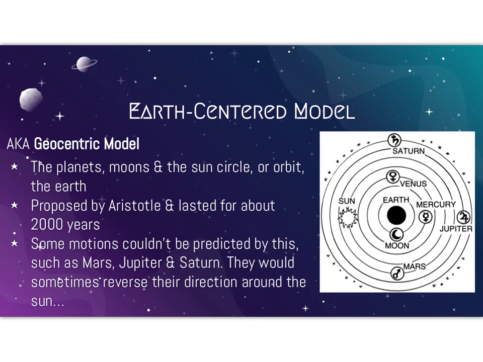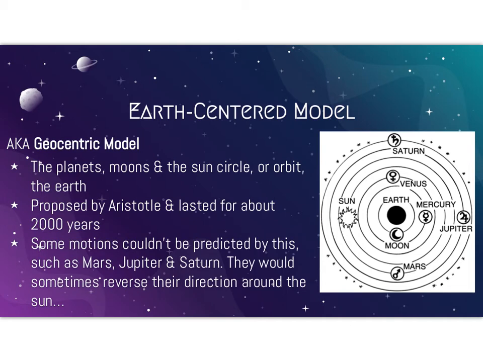So we get the Earth-centered model from their observations and original thoughts. It was believed that the Earth was the center of the solar system, okay? That everything revolved around the Earth. And so they put them in orbits around based on probably how long it took to rotate around. This is called a geocentric model.